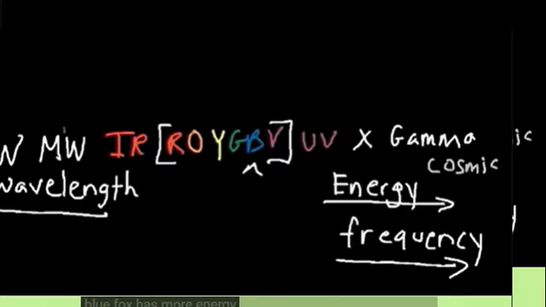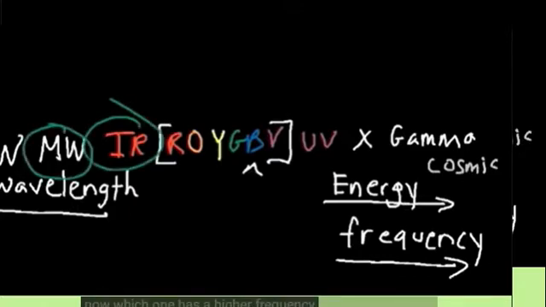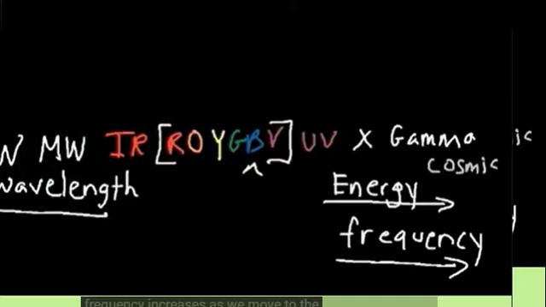Now, which one has a higher frequency? Microwaves or infrared radiation? Frequency increases as we move to the right, so infrared radiation will have a higher frequency. Now, which one has a longer wavelength? X-rays or gamma rays? Wavelength increases to the left, so X-rays have a longer wavelength.